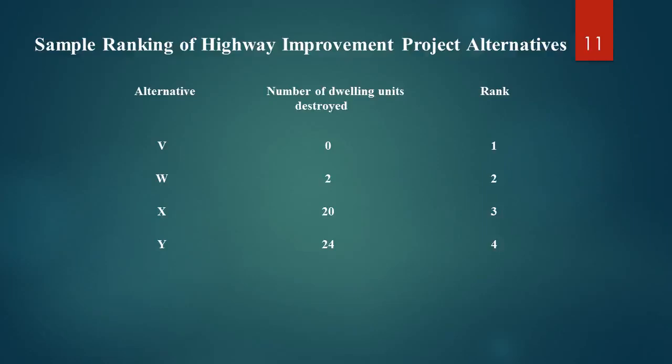Sample ranking of highway improvement project alternatives. The alternative and the number of dwelling units destroyed, and the rank means the alternative, like the V that doesn't destroy any unit, is placed in rank first, and the W that destroyed the 2 units is placed in second rank, and the X alternative that destroyed the 20 units is placed in third rank, while the Y that destroyed the 24 units is placed in fourth rank.